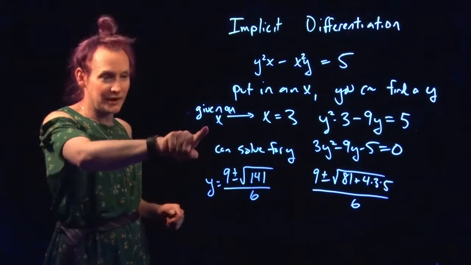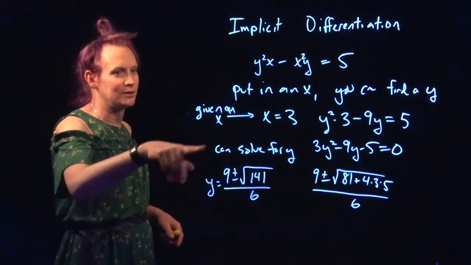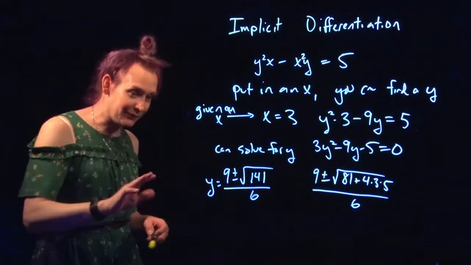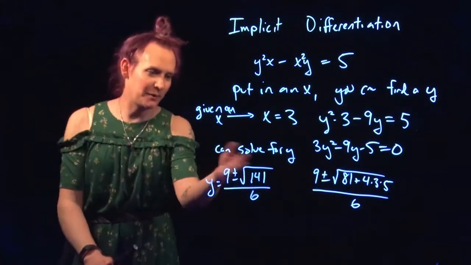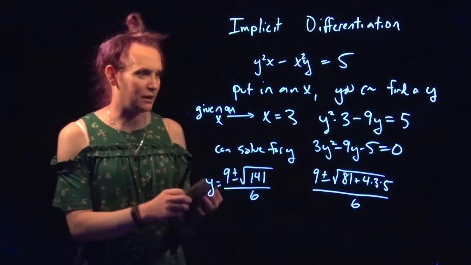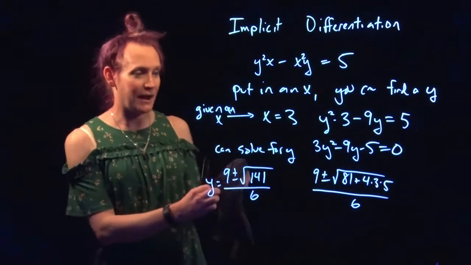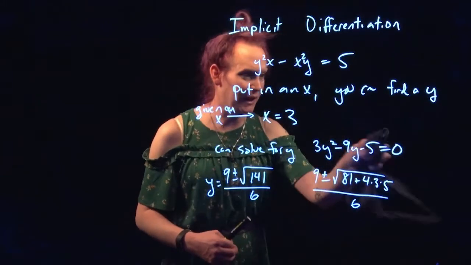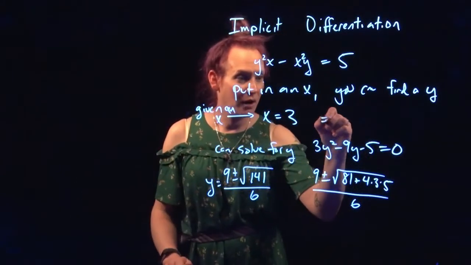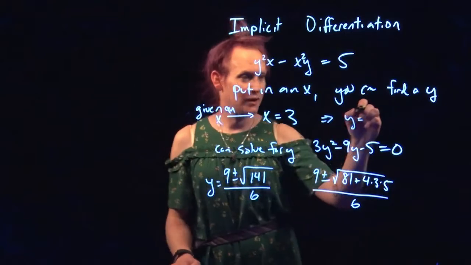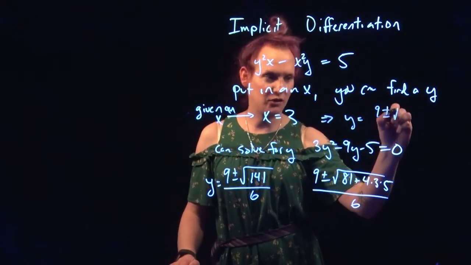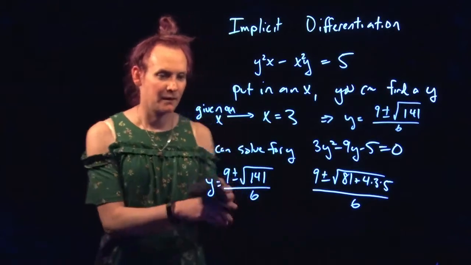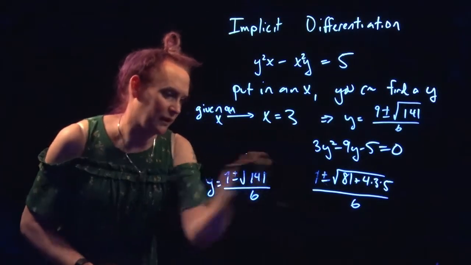Okay. So given a y, I can find an x. No, wait. Given an x, I can find a y. Okay? So that means I'm not focused on this particular number right here. Given an x, I can find a y. Okay, so given x equals 3, I know that y equals 9 plus or minus the square root of 141, all over 6. Okay. Groovy.